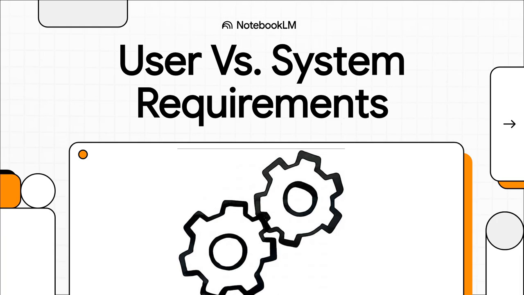Today, we are diving into something that's at the absolute heart of every software project. Why is it so hard to get what you actually ask for? It's so true. As a developer, I see this play out all the time. And that disconnect, it almost always boils down to one thing: the difference between user and system requirements.